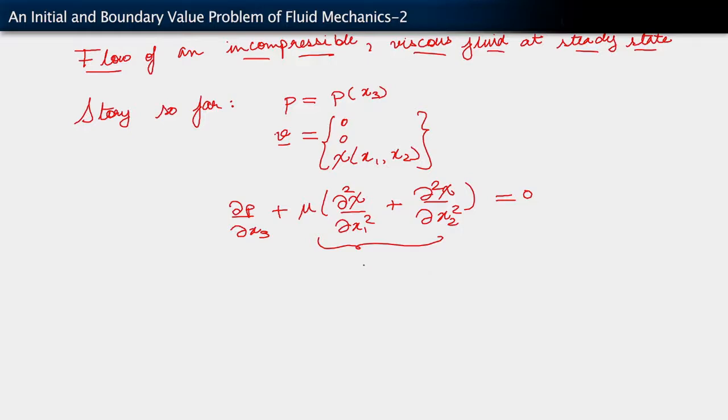This, by the way, represents the Laplacian of chi in the E1, E2 plane. So that's something that we may write as del bar square chi, where del bar is our Laplacian operator, restricted to 2 dimensions.